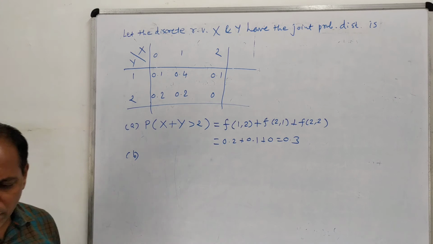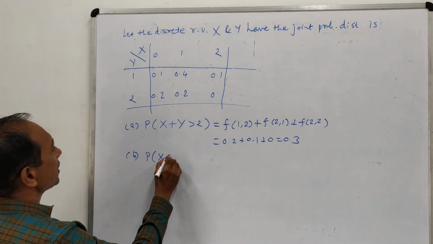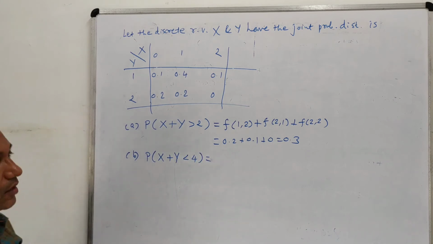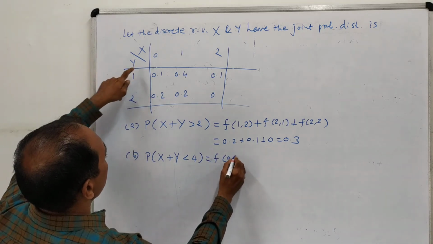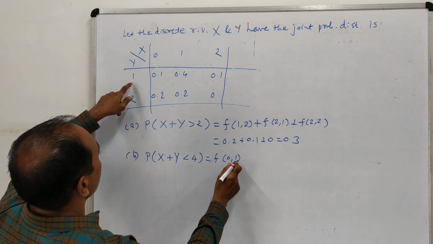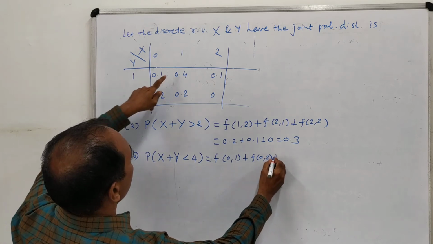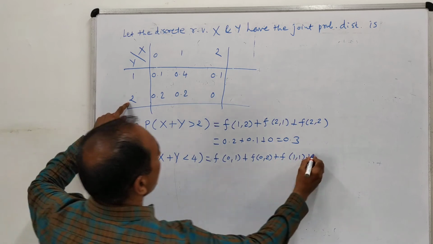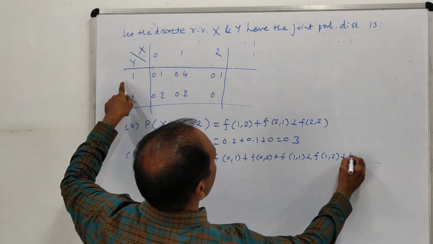Okay. Next we want to see the probability of x plus y less than 4. So again here the total of x and y should be less than 4. So we can start from 0. F of 0, 1, yes, we can consider, 0 plus 1 is 1. It is less than 4. F of 0, 2, yes, this we can also consider. F of 1, 1, this we can also consider. F of 1, 2, this also we can consider, plus f of 2, 1. This also we can consider.